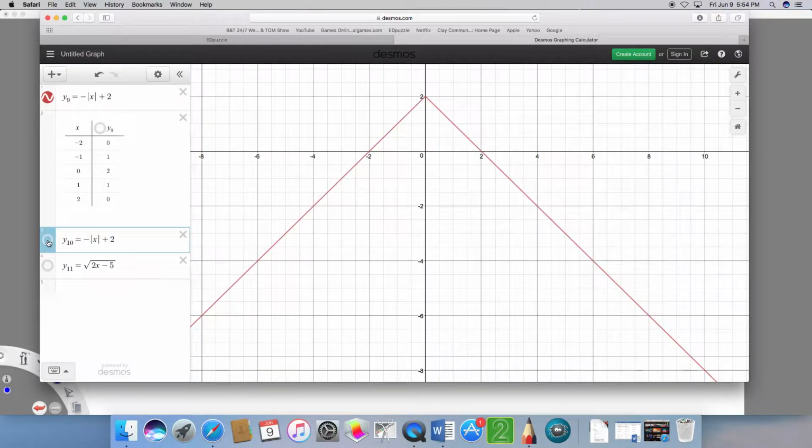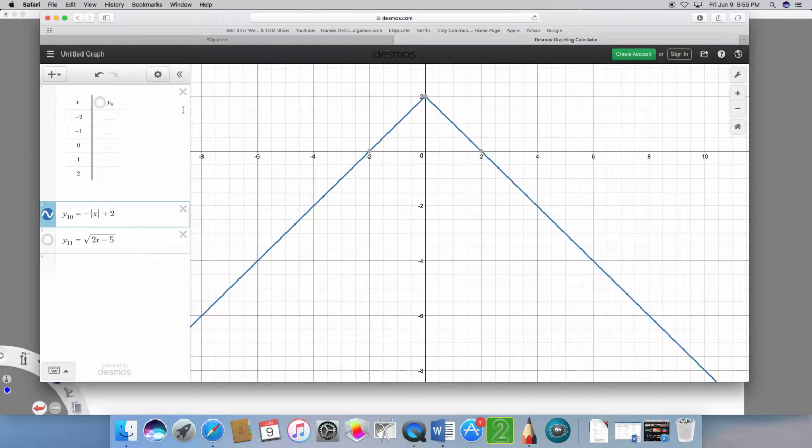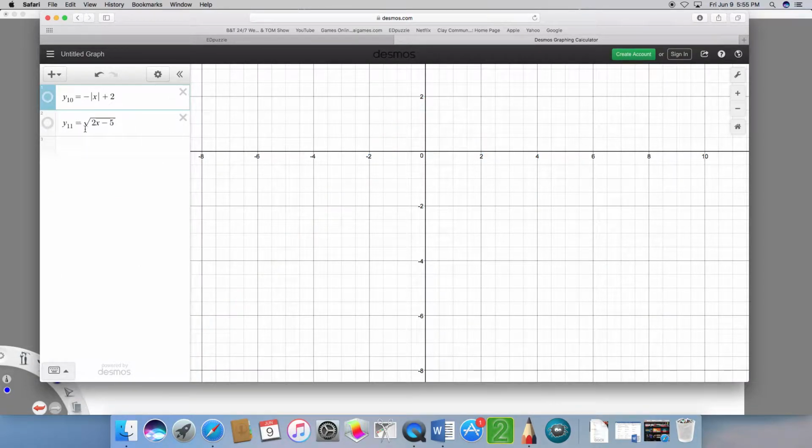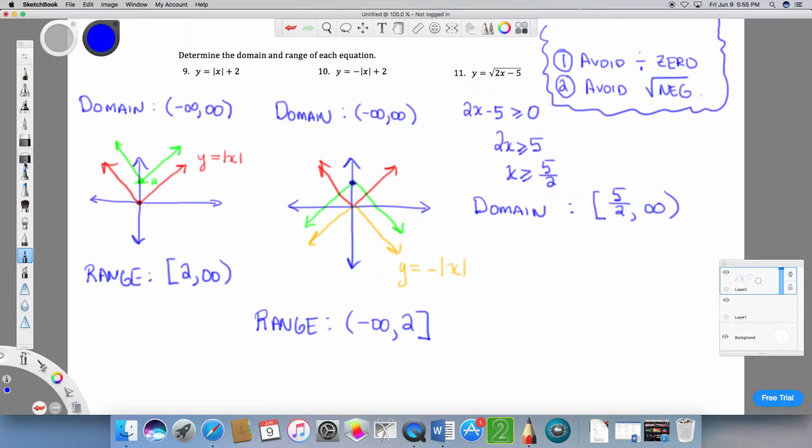How come it's not turned there? That one's red, and this one is blue. All right, so I think you can see that. All right, let's take a look then. So there's our domain for number 10 and our range for number 10.